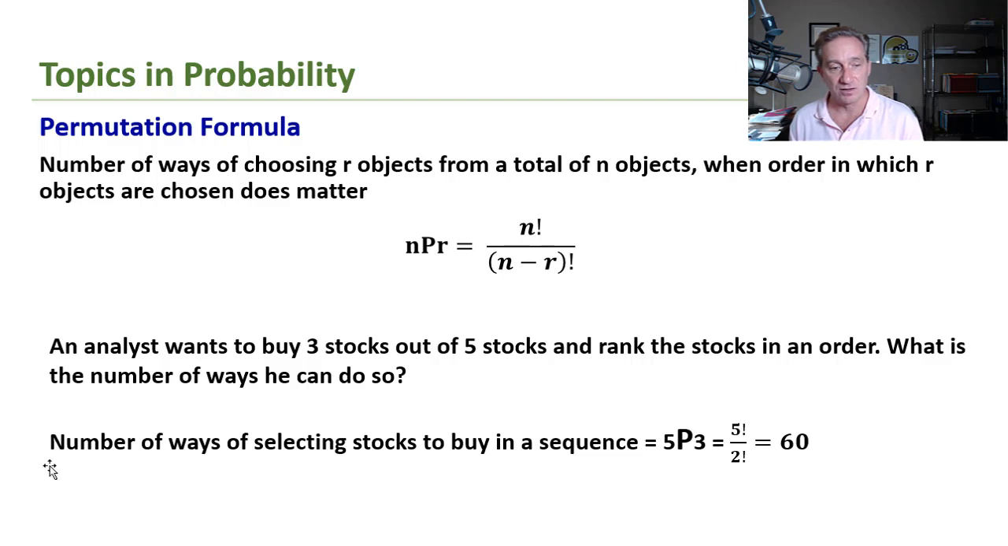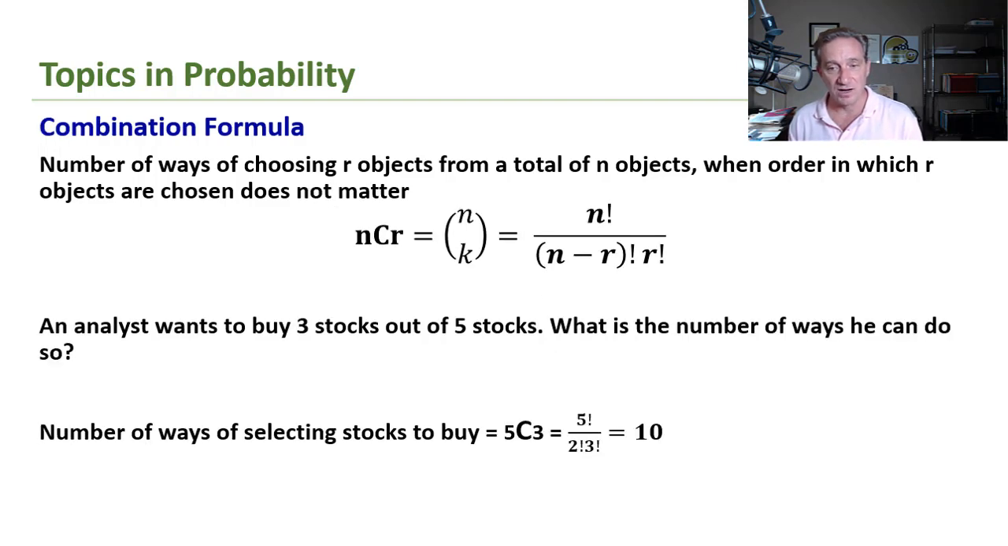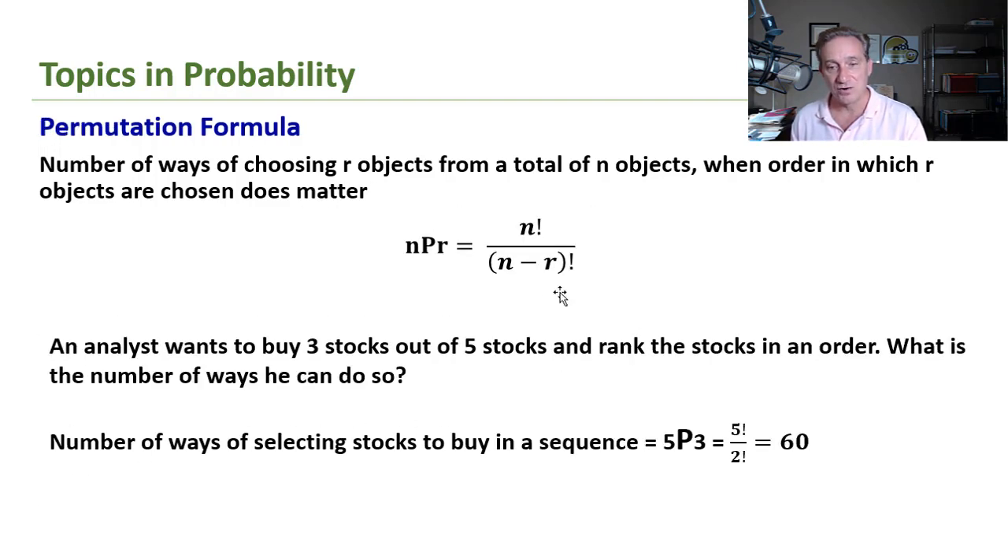What was the only difference there? Well, the only difference was we don't have that r factorial in the denominator, and so that itself is going to be the ratio between the permutation and combination. So if we come back to that previous question, an analyst wants to buy 3 stocks out of 5 and rank the stocks in order. What are the number of ways he can do that?